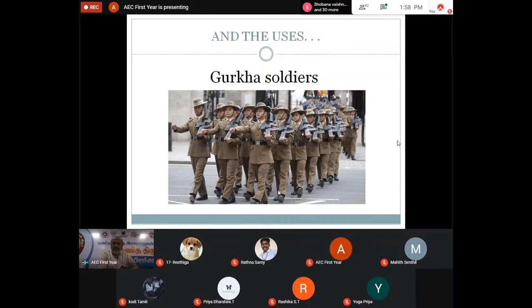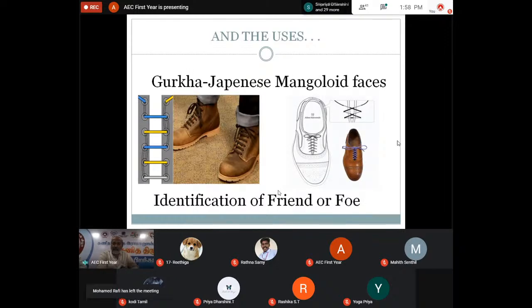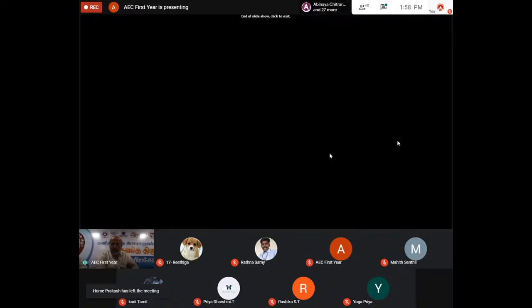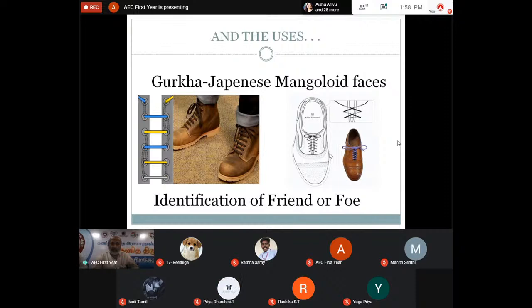So how to recognize whether one is a Nepali or Gurkha soldier and the other a Japanese soldier? Gurkha and Japanese had Mongoloid faces, but their shoelaces were different. Look at that. The Gurkha soldiers had this kind of shoelaces, and the Japanese soldiers had this kind of shoelaces. So the Gurkha soldiers were told, don't look at their faces, look at their shoelaces. If it's a friend, you accept it. If it is an enemy, you shoot. See how the shoelaces decided the Singapore war.